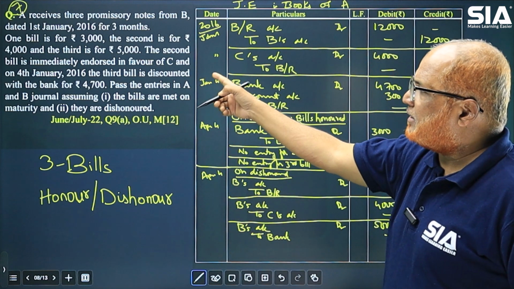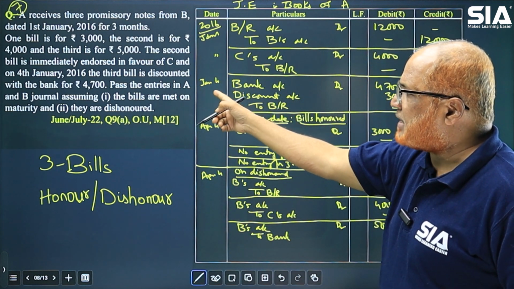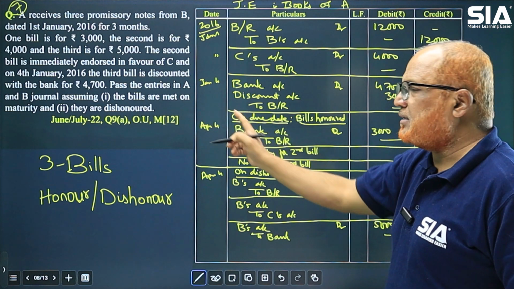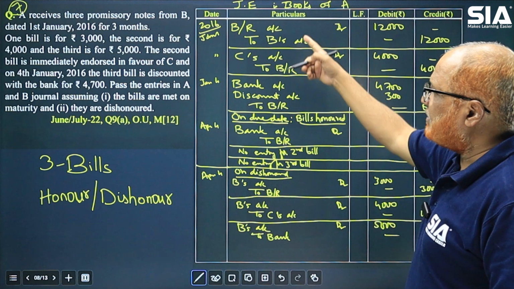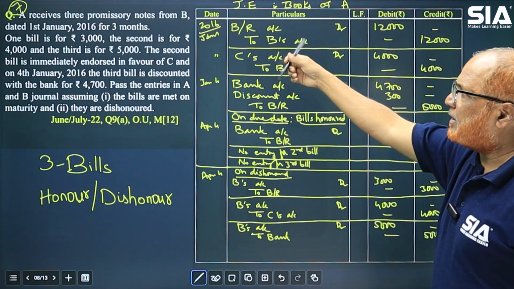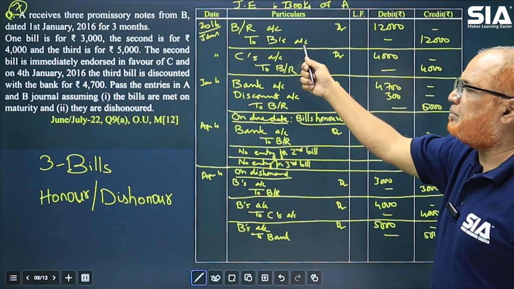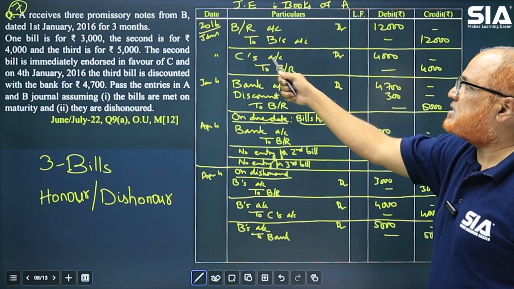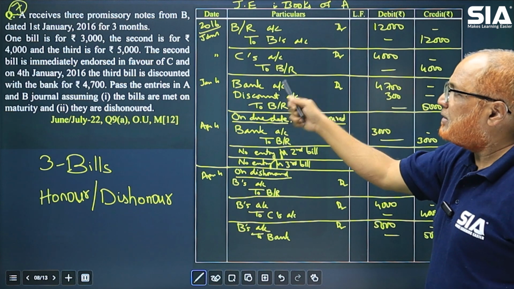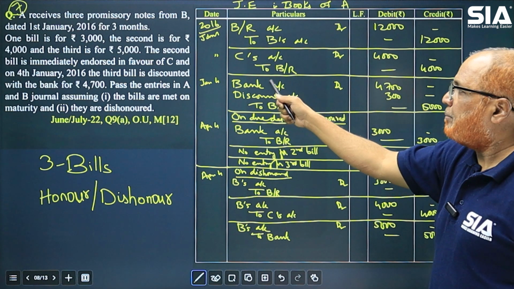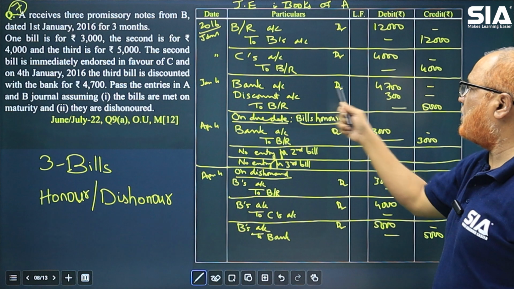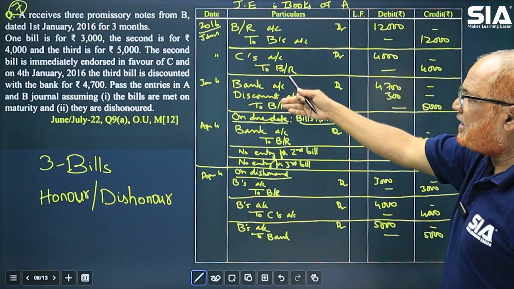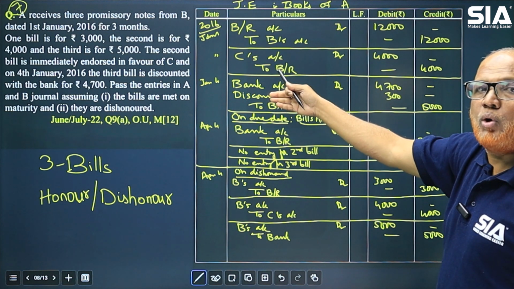So the second bill is immediately endorsed. The third bill was discounted in the bank. Pass the entries in the books of A and B, assuming the bills are met and they are dishonored. So here I have written. The first entry is regarding bills received. Bills receivable account debit, B's account credit. Then the second bill is endorsed. So C's account debit, bills receivable credit. Third bill is discounted with the bank. Bank account debit 4,700, discount account debit 300, bills receivable 5,000. These three are the entries at the time of drawing.